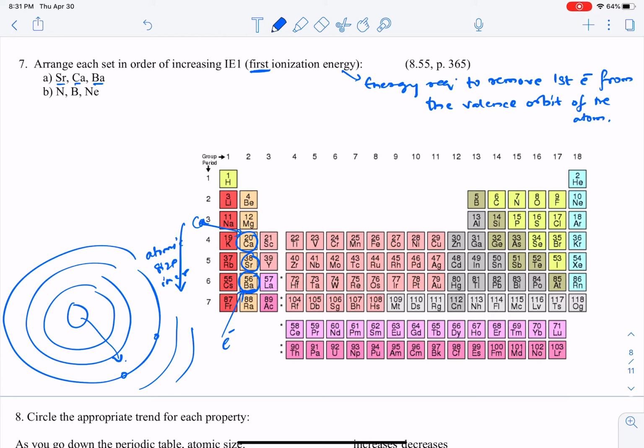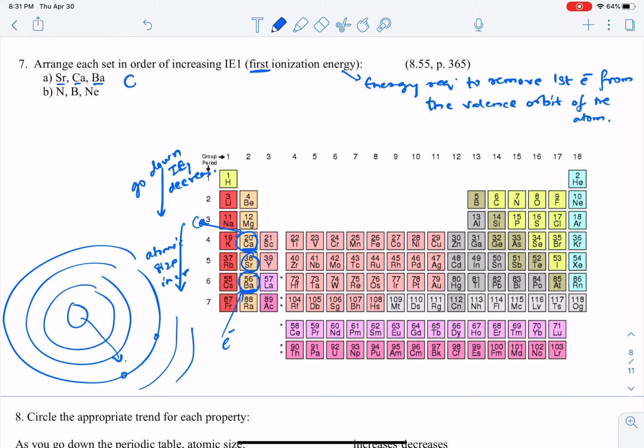So I can show you the trend itself: as you go down the group, ionization energy decreases. So it will be easier to remove an electron from barium compared to calcium. The energy required to remove the electron will be higher for calcium. So we can write that calcium, oh it's asking in order of increasing. Okay, so I'll write from the lowest to the highest.